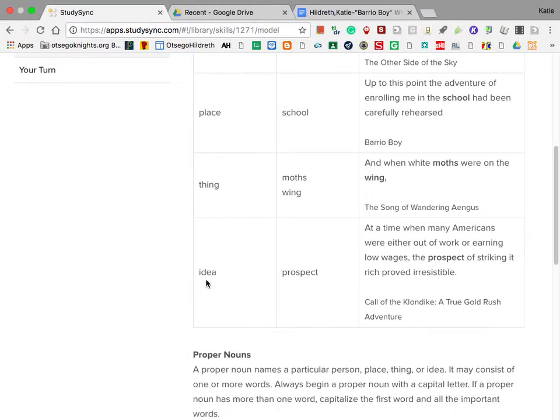An idea. Ideas are abstract. They are like a prospect, love would be an idea, respect. It's things you can't necessarily see. So in this example, it says, at a time when many Americans were either out of work or earning low wages, the prospect of striking it rich proved irresistible. So prospect is a general thing.